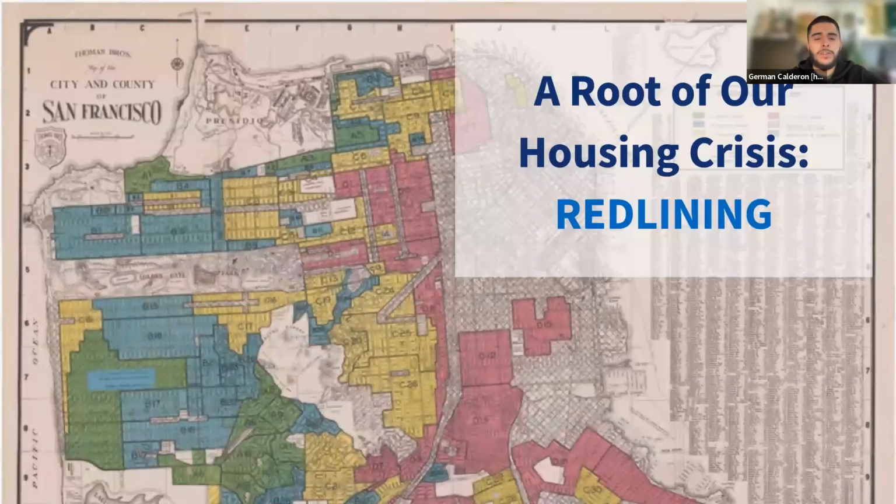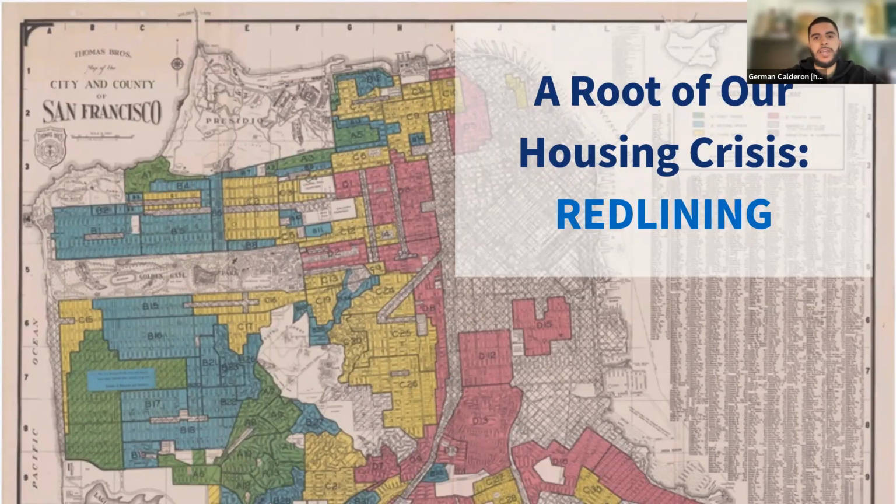So the affordability crisis is decades in the making. The policy choices that we've made over the course of decades have set us up for this level of pain that our community is feeling now. And so in the 1930s, the federal government instituted a policy that's still felt today, especially by communities of color in the Bay Area, in California, and all across the country. And that policy is redlining.